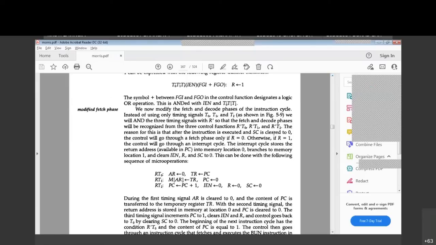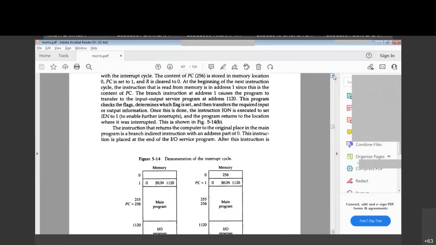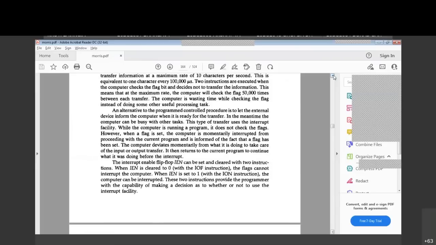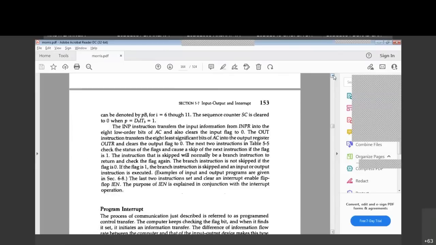Okay, so if you have any doubts in today's session on the interrupt cycle, you can ask me. I have revised this completely for you twice. Still, if you have not understood this interrupt part, you can ask me.